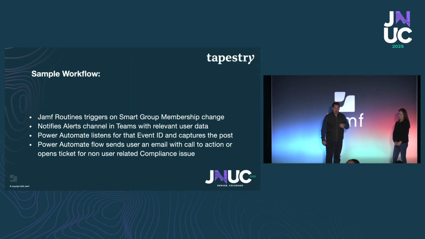So again, here's the kind of blueprint for that. Jamf Routines is triggering on that smart group membership. It notifies our alerts channel in Teams. Again, we're leveraging event IDs. We put that in our Power Automate flow to say this is what this alert is, in the Jamf routine flow when it posts to our Teams channel. It has that event ID, and then Power Automate is listening for those on multiple different flows to see which alert this is, and what should I trigger?